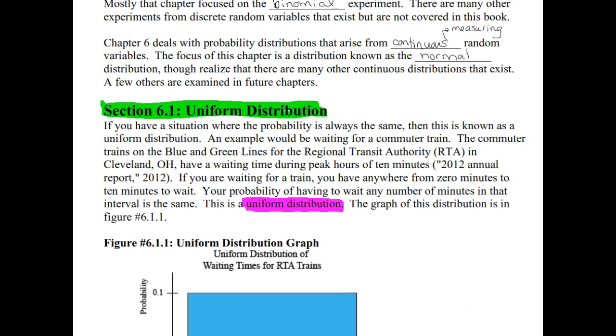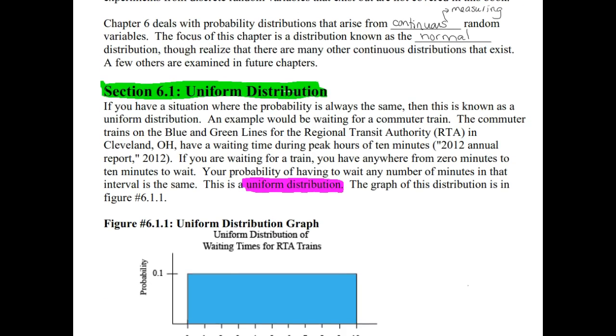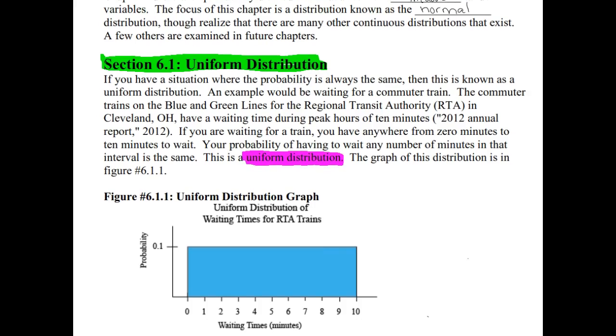But to get us started and to understand how we're going to be looking at probabilities slightly differently for continuous random variables than we did for discrete, we're going to start by looking at a simple distribution called the uniform distribution. It has a shape where, as we look at area corresponding to probabilities, we already have the math knowledge of how to compute areas for these types of regions. So let's say you have a situation where the probability is always the same, a uniform distribution. An example would be waiting for a commuter train.